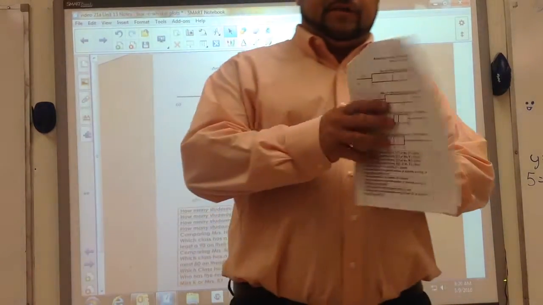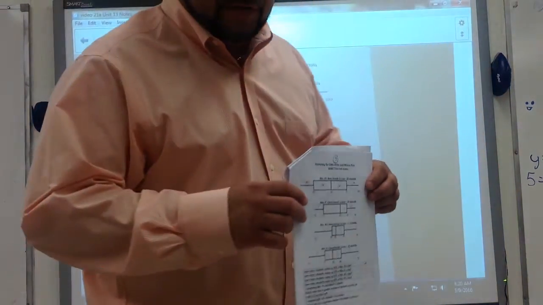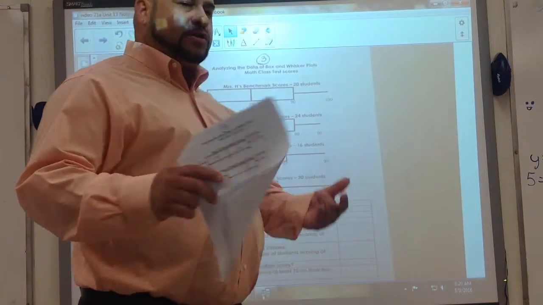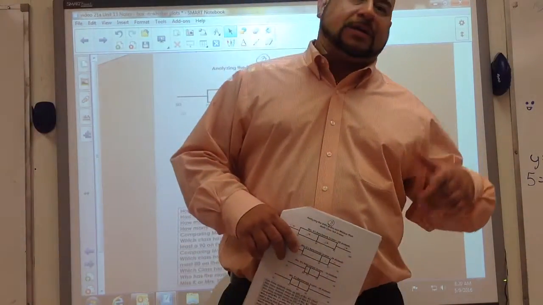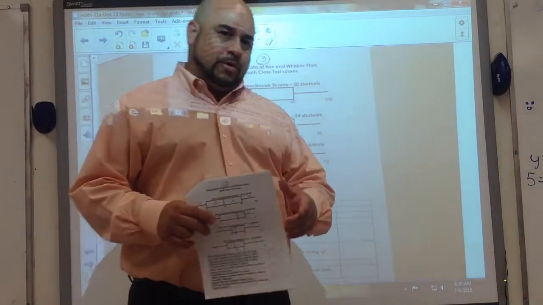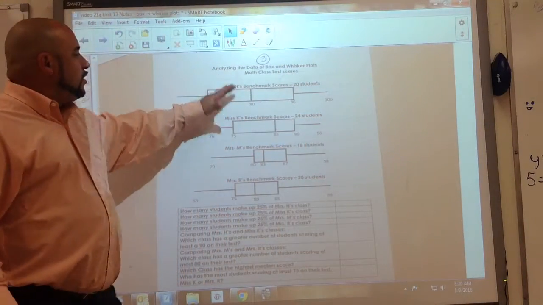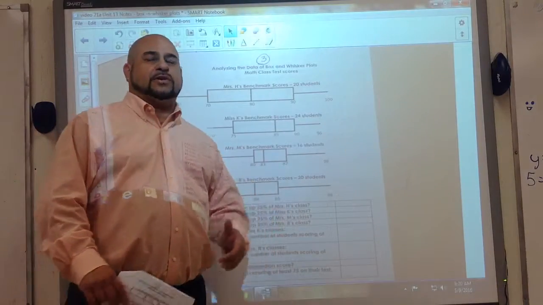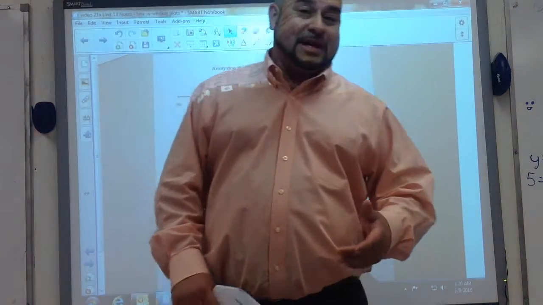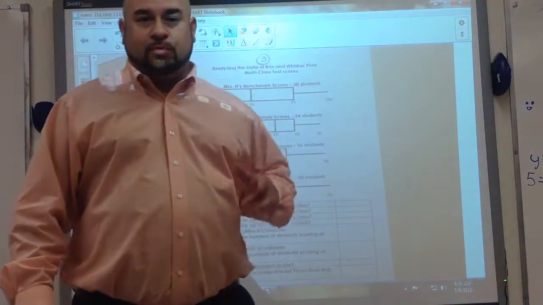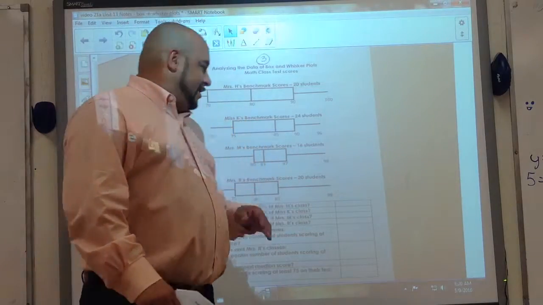This is page 3 of your packet, so please turn to page 3 of your packet. We just talked about, in the last video, box and whisker plots and how to create one. Now we're going to talk about analyzing box and whisker plots, especially when there's more than one. And I will tell you, on your SOL test and on your test here, typically we're going to put more than one for you to be able to analyze.